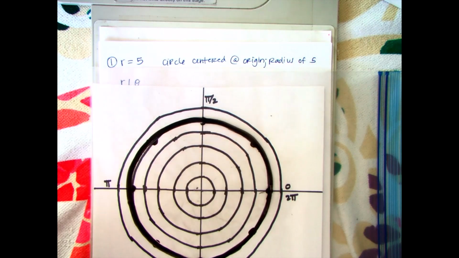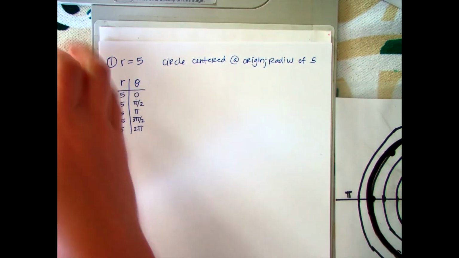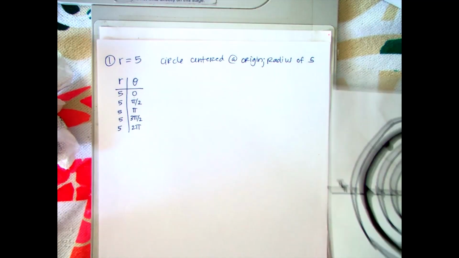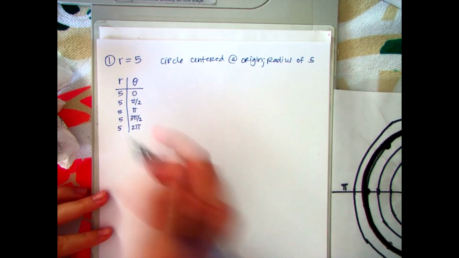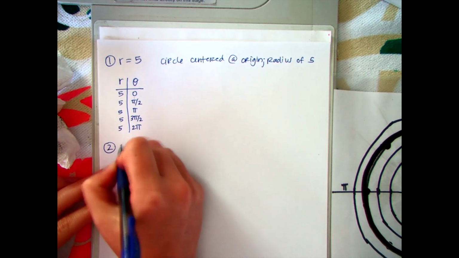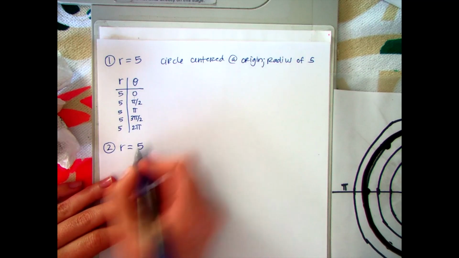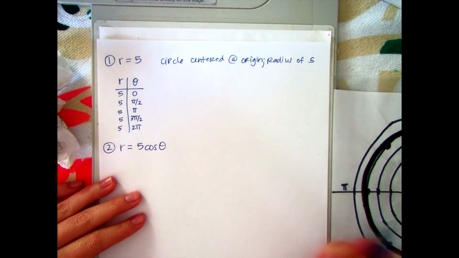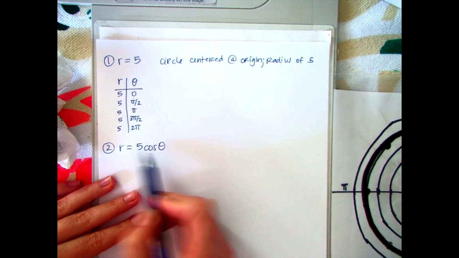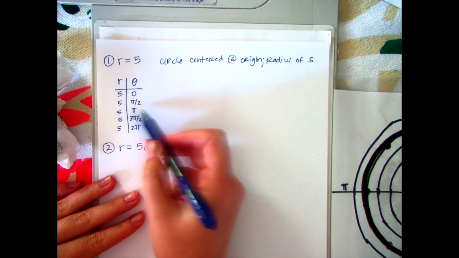Pretty easy, right? Okay. So now let's see what happens. In the notes I told you about other types of equations that still produce circles but that are not centered at the origin. So I'm going to use r equals 5 cosine of theta this time. So now we're taking that value of r and multiplying it by the cosine of whatever the angle is. So I'm just going to go back up and use these.